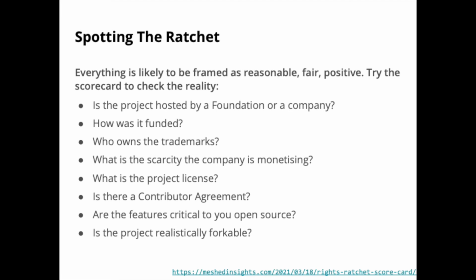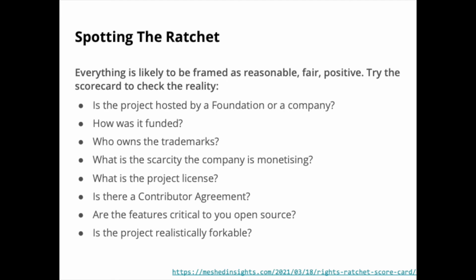Look for indications like, is the project hosted by a non-profit foundation or by a company? Now, being with a foundation is actually no guarantee of your software freedom, but it's much more of a guarantee than a single company with special status hosting the project. Ask yourself how the project was funded. Investors will want their investment back. VCs don't buy companies, they buy exits. And so you have to ask yourself, what is the exit for this company based on who funded it? And is that likely to mean that this is going to turn out to be a rights ratchet?